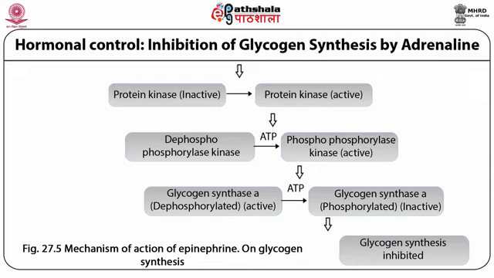Active glycogen synthase, that is dephosphorylated glycogen synthase, is converted back into inactive phosphorylated glycogen synthase by the process of phosphorylation. It is catalyzed by the enzyme protein kinase A.